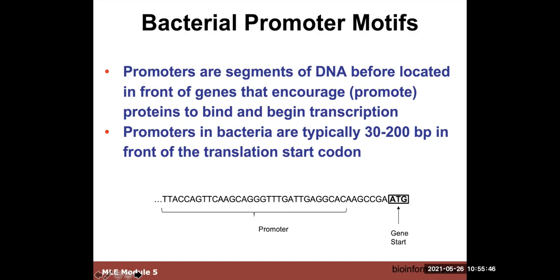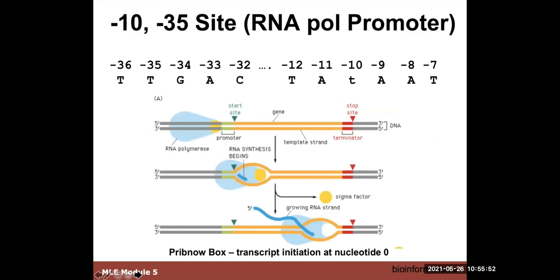So I've illustrated there again, the sequence ATG is the typical start codon, and the promoter is some random sequence up there. In particular, there's one site called the Pribnow box, which is used for transcription initiation. Sequence alignments and comparisons have identified this RNA polymerase site that has a modestly conserved TTGAC at the minus 35 site, and then a TATAAT sequence a few bases downstream from that, about 20 bases or so.